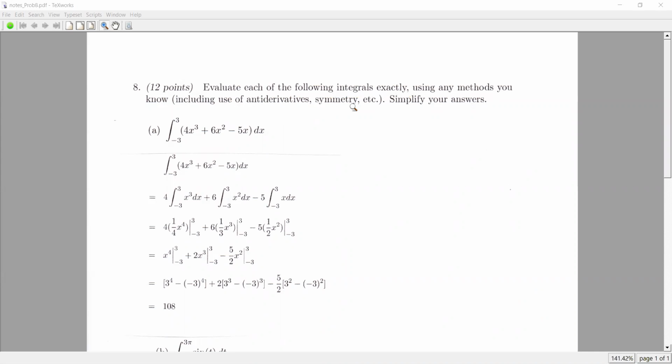Symmetric means even functions, odd functions, etc. Simplify your answers. This problem has A, B, C, and D, 4 parts. Here I present my solutions only to part C and part D.